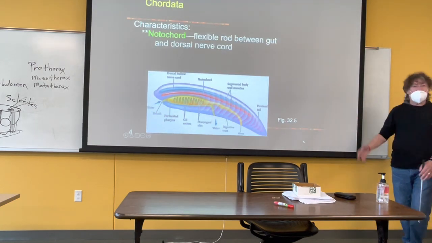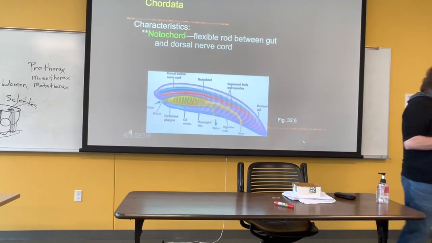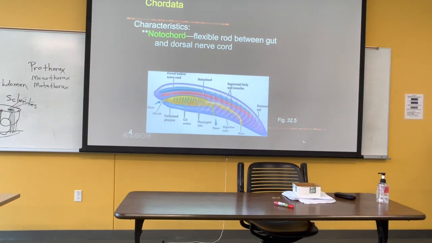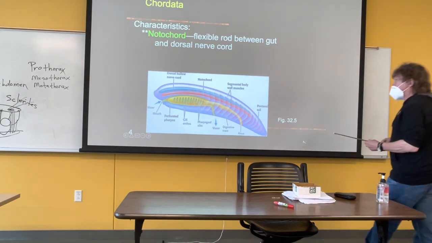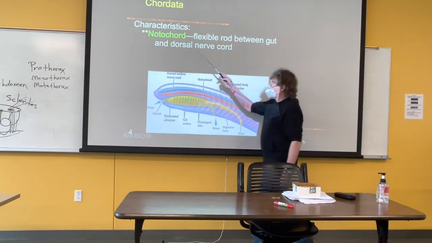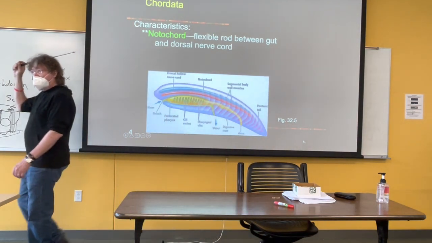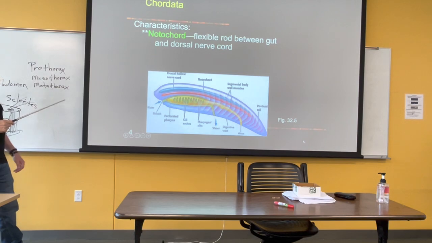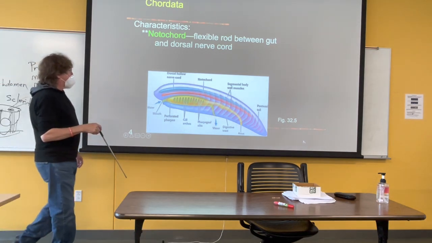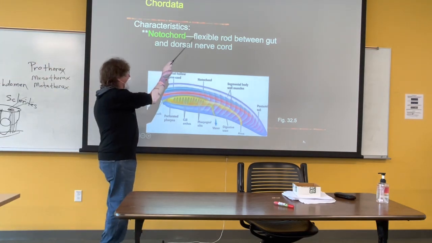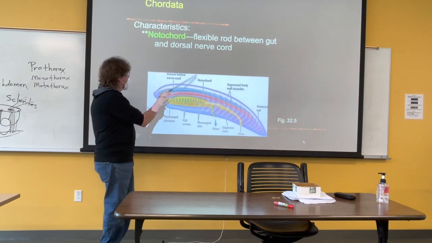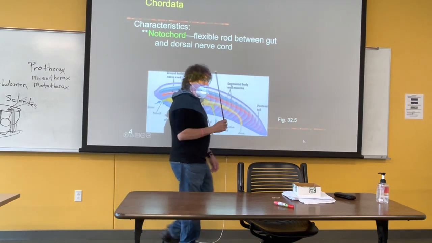Now, this is the group we belong to, the Chordata. And I'm going to give a bunch of synapomorphies for this group. Okay? One is that they have what is called a notochord. This is primitively made out of cartilage, it's flexible, and it's a solid rod that is found between the gut, the digestive system, and the dorsal nerve cord.